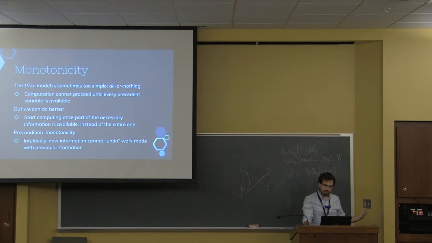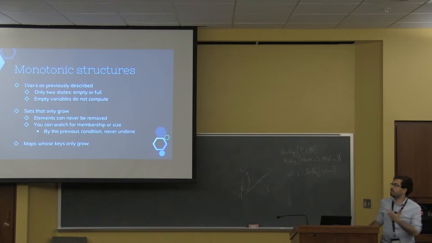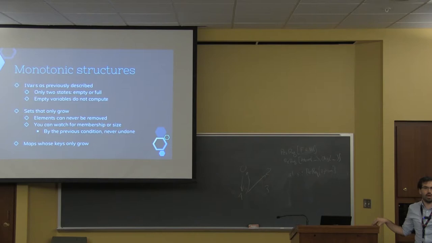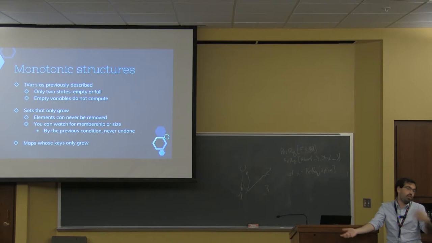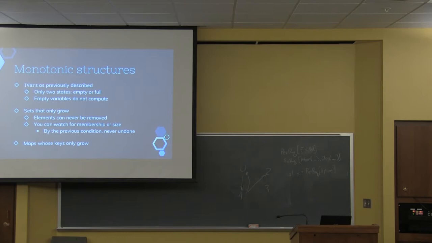There are many kinds of monotonic structures. For example, an IVar is a very simple case of a monotonic structure, where you either have nothing, or you have all the information and you don't destroy anything because you had nothing. But you can have, for example, sets that grow, or lists or sets where you can only add elements, and you can start doing computation supposing that one element is there. This information will never be destroyed because you will only grow the elements. This gives you a way to start doing computation earlier, or maps where keys are only added, things like that.